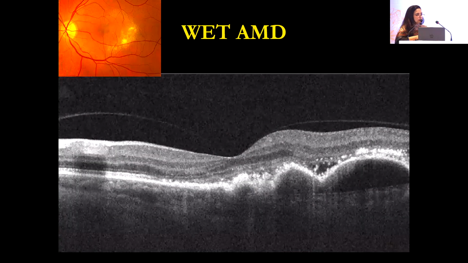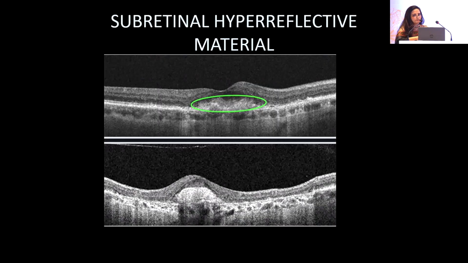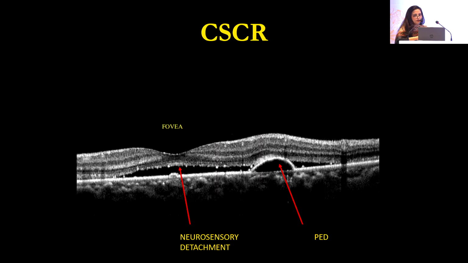So this is a case, I'll just quickly show you a few conditions. This is a patient of wet AMD. You see the pigment epithelial detachment here. You see some subretinal fluid here. You see these hyperreflective dots, and this is hyperreflective material under the retina. This hyperreflective material in the initial stages is amorphous. It has fuzzy margins, but once you start treating the patient, it becomes more delineated. Its margins become more defined.